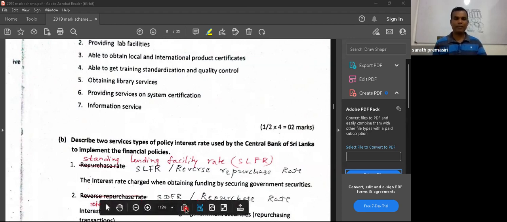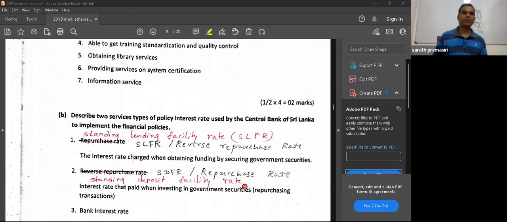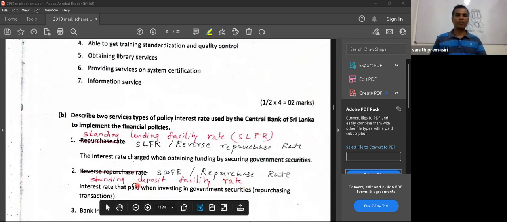And the other one is standing deposit facility rate. Look at that standing deposit facility rate. Write it down, that explanation as is: interest rate that is paid when investing in government securities.